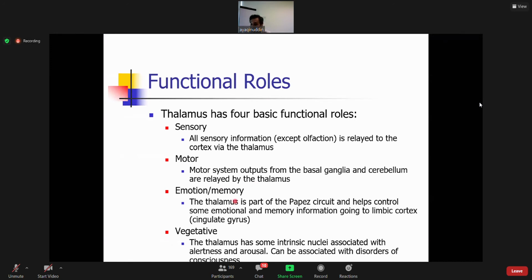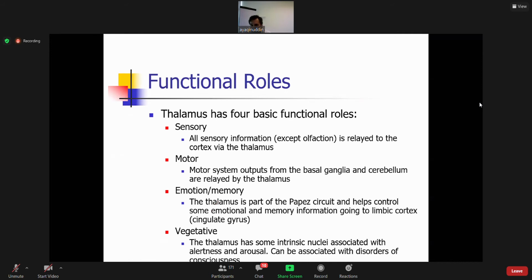Thalamus is also involved in emotion and memory. So thalamus is a part of the Papez circuit, which we are going to talk about next week when we are talking about the limbic system. So it helps in control of emotion and memory through the limbic cortex. So there are connections between thalamus and the limbic system or the limbic cortex, which help in emotion and memory.